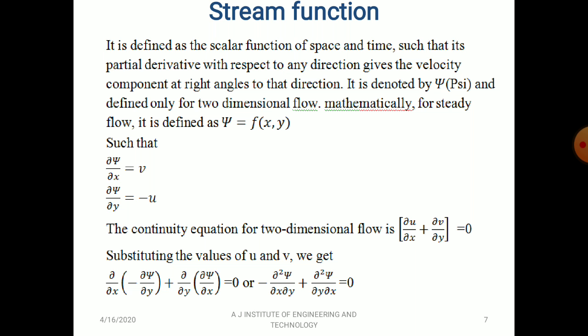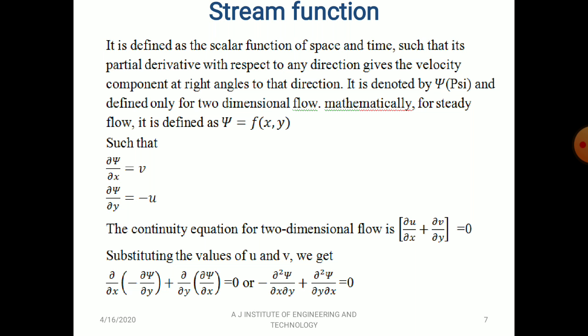∂ψ/∂x is equal to v. In order to get v, we have to partially differentiate ψ with respect to x, that is, in the direction exactly at right angle, or 90 degrees, to the y direction. So ∂ψ/∂y is equal to minus u. So it is defined only for the two-dimensional case. You have to remember ψ is a function of x comma y.